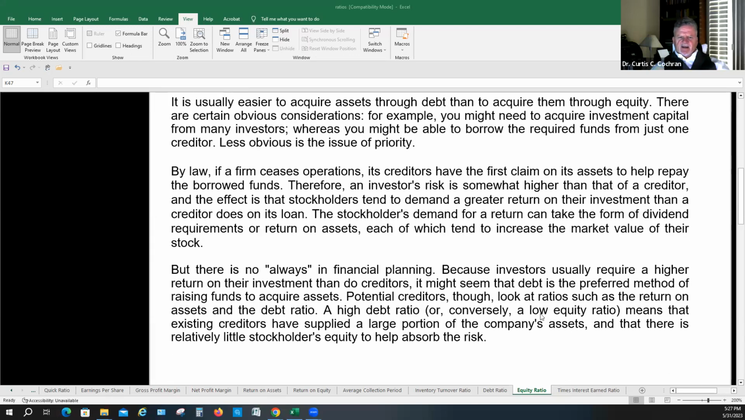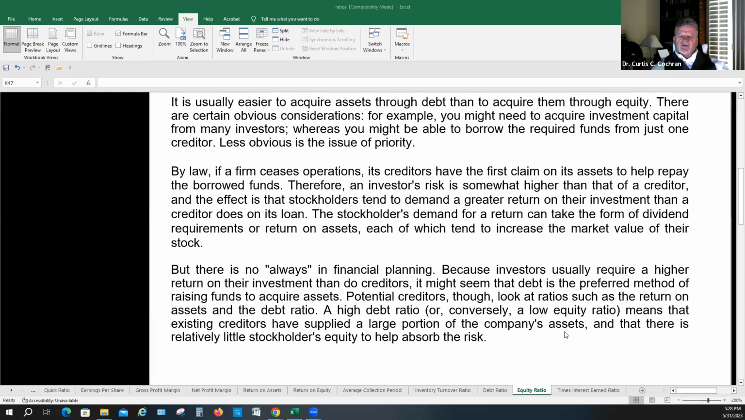And the last thing, there is no always in financial planning. Of course, that's a no-brainer, because investors usually require a higher return on their investment than do creditors. It might seem that debt is the preferred method of raising funds to acquire assets. Potential creditors, though, look at ratios such as return on assets. We've done a video on that. And of course, this debt ratio as well.